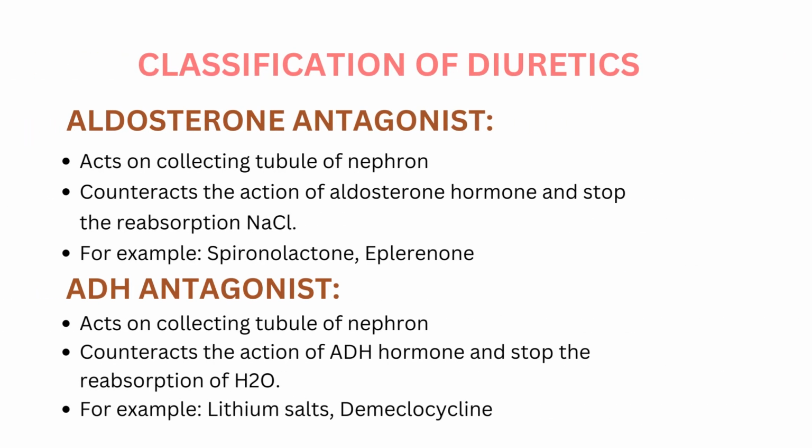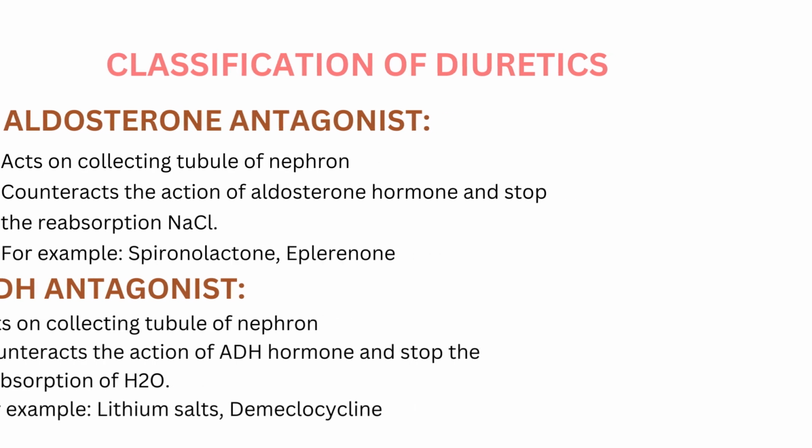Aldosterone antagonist acts on the collecting tubule of the nephron. It counteracts the action of aldosterone hormone and stops the reabsorption of sodium chloride. For example, spironolactone, eplerenone, while ADH antagonist acts on the collecting tubule of the nephron and counteracts the action of ADH hormone and stops the reabsorption of water. For example, lithium salts, demeclocycline.